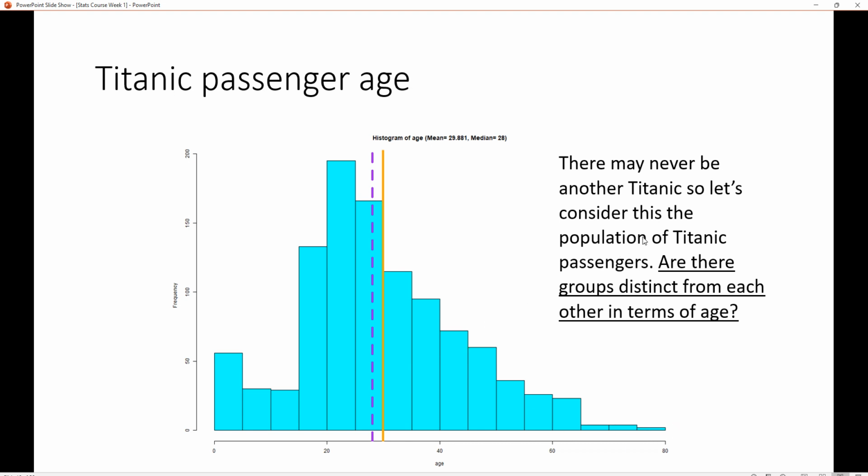There may never be another Titanic, so let's consider this the population of Titanic passengers. And a question we might ask: are there groups distinct from each other in terms of age? One of the nice things about looking at distribution is that once we see it, we may naturally have a follow-up question on whether there are group differences.